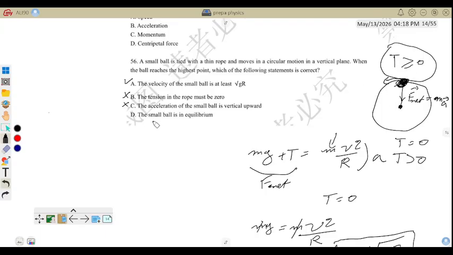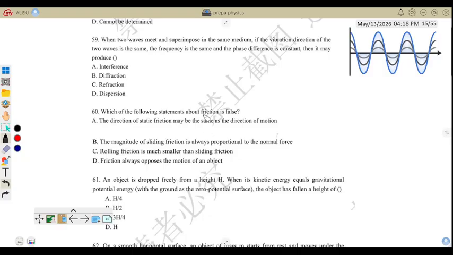For D, the small ball is in equilibrium. At exactly this position, the net force is the sum of the two. When an object is in equilibrium, the net force must be equal to 0. That is not the case here, so the ball is not in equilibrium. That was for 56.